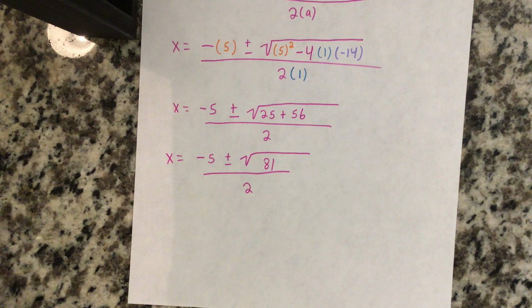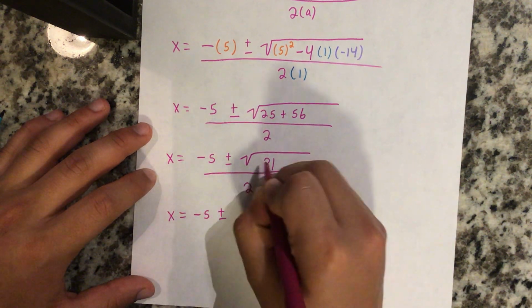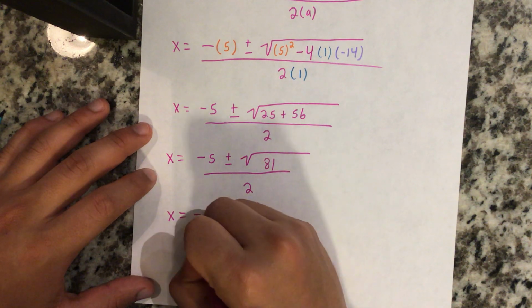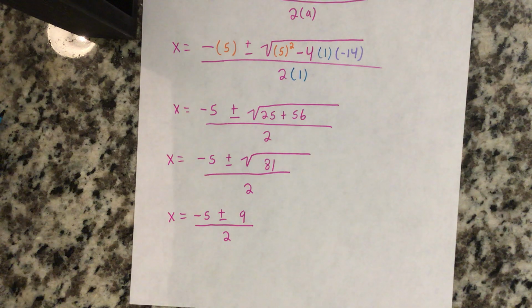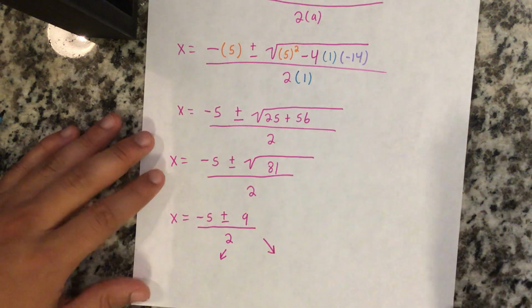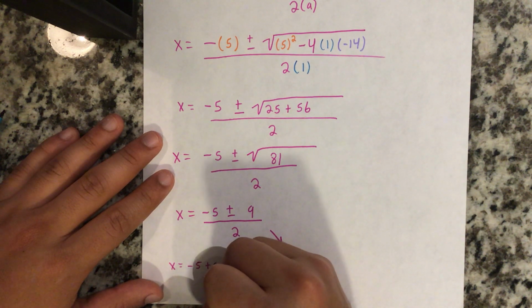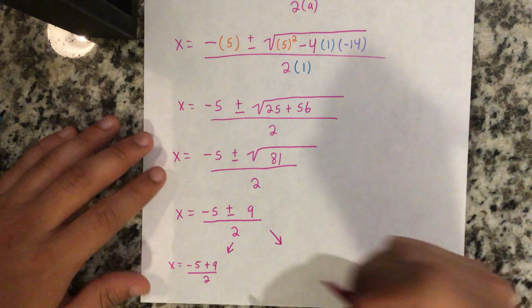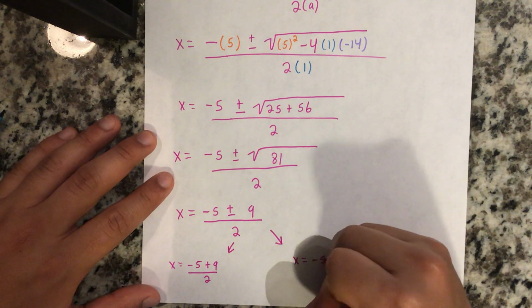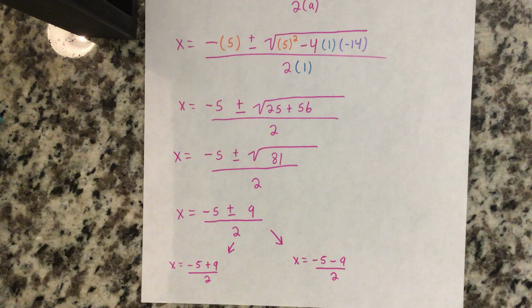Now again, we have to simplify the radical. We have to simplify the square root of 81. So I get x equals negative 5 plus or minus the square root of 81, which is 9, all over 2. Now I have to deal with this plus or minus, so I have to break it off. I'm going to break one off here and one off over here. So the first one, I have x equals negative 5 plus 9 over 2. And on the right side, I'm going to have x equals negative 5 minus 9 over 2.